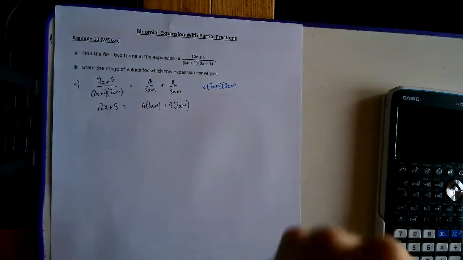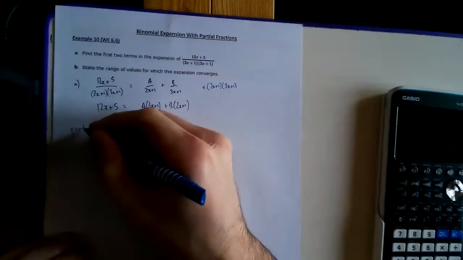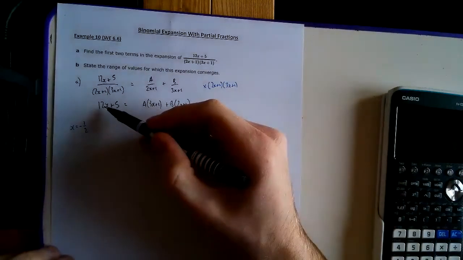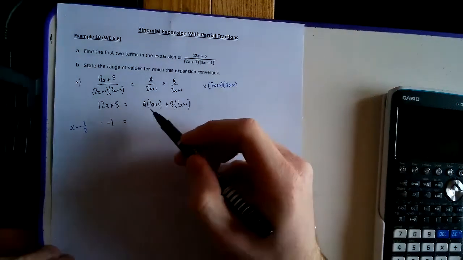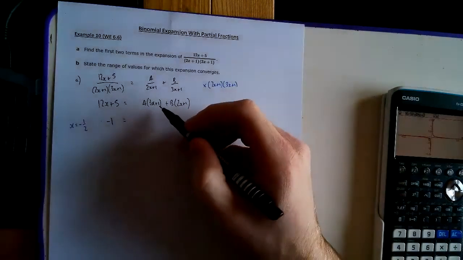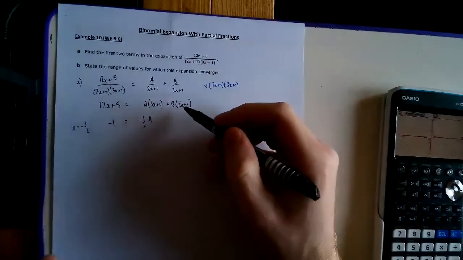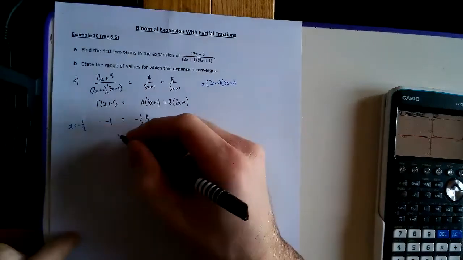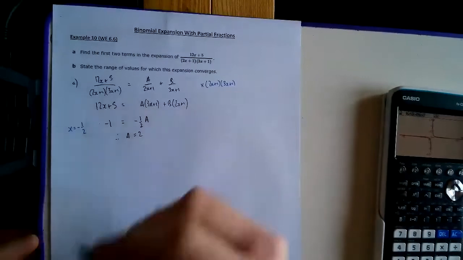Choose your magic numbers. So for 2x plus 1 to be 0, I need x to be minus a half. So if I sub minus a half into here, I get minus 6 plus 5, which is minus 1. Minus a half into here gives me minus 1.5 plus 1, which is minus a half. So minus a half there, and minus a half into here turns into 0. So therefore, the minuses cancel out, times it by 2, so A is 2.